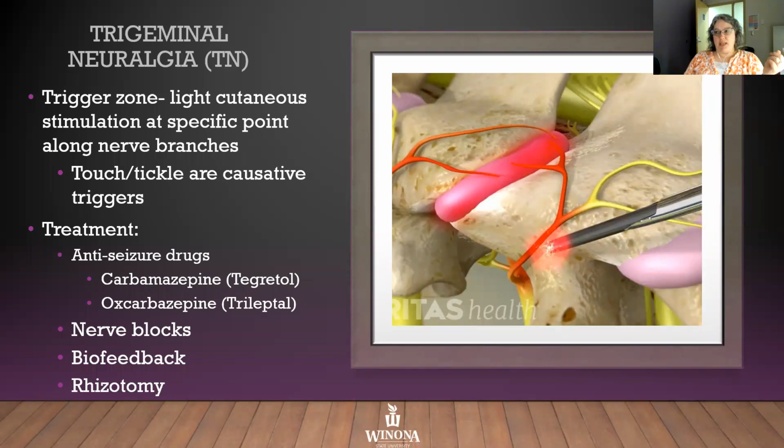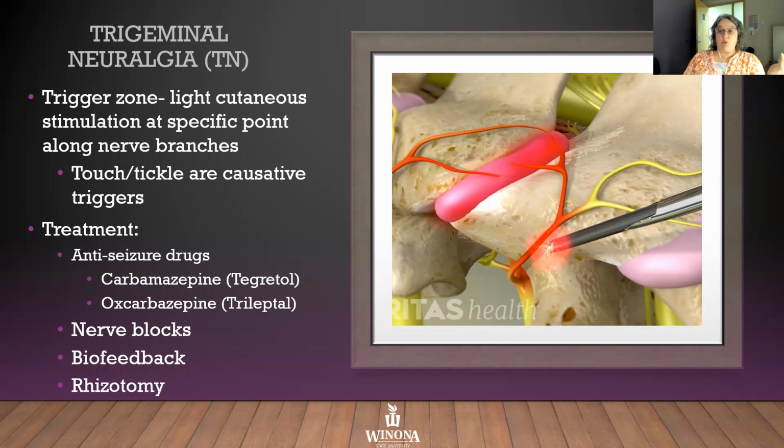Treatment includes anti-seizure drugs such as carbamazepine or oxcarbazepine. We can do nerve blocks, those injected nerve blocks. We can teach the person cognitive biofeedback mechanisms. Remember, biofeedback is very similar to what we did on the first day of psychosocial, where we analyzed cues that were happening in our body and then tried to use our minds to be aware of and override those particular sensations.